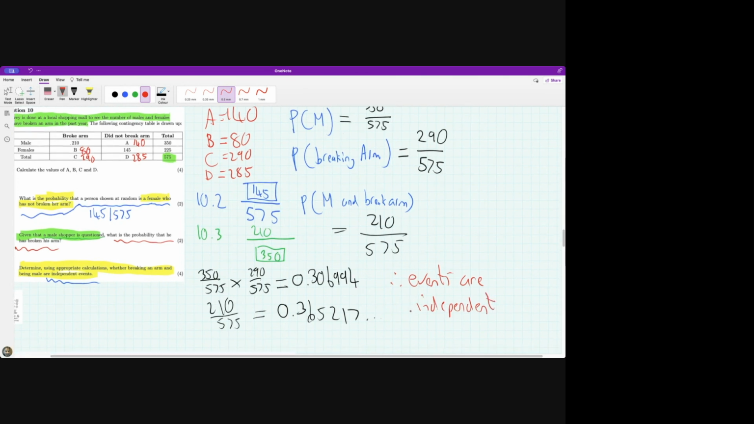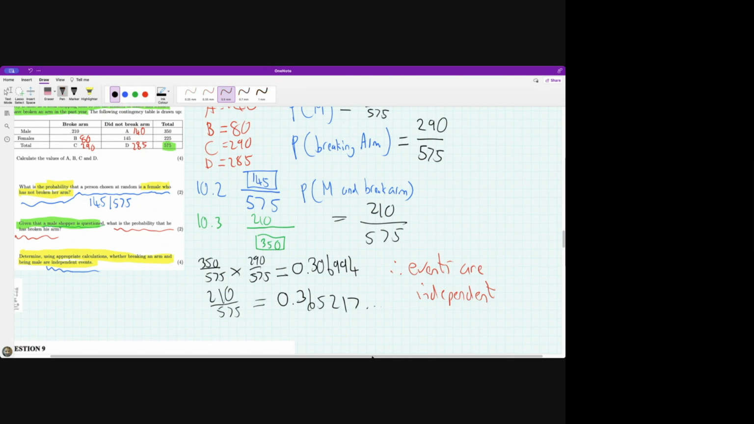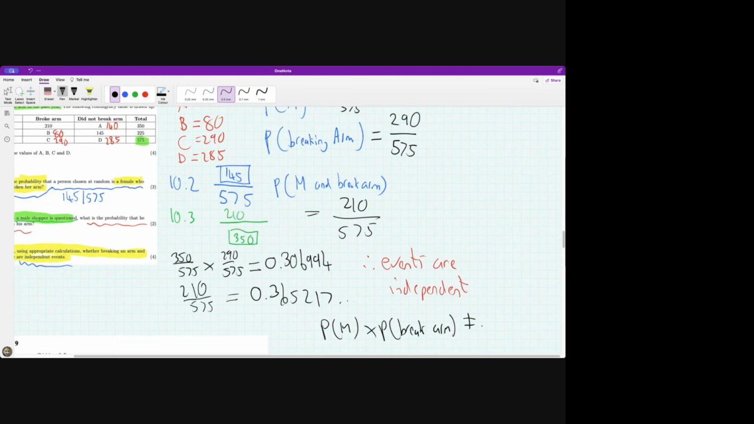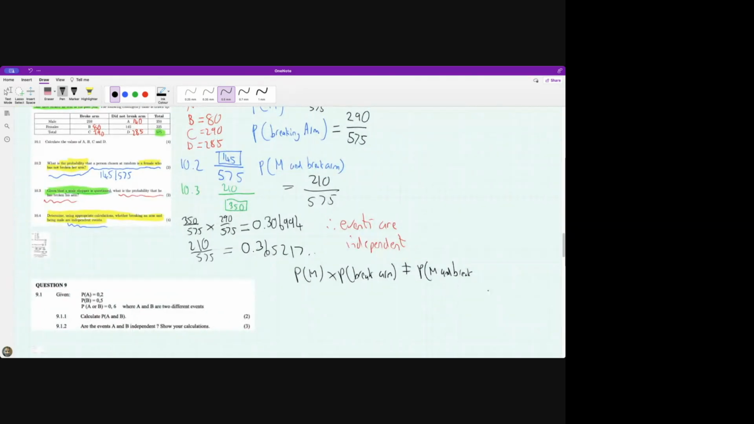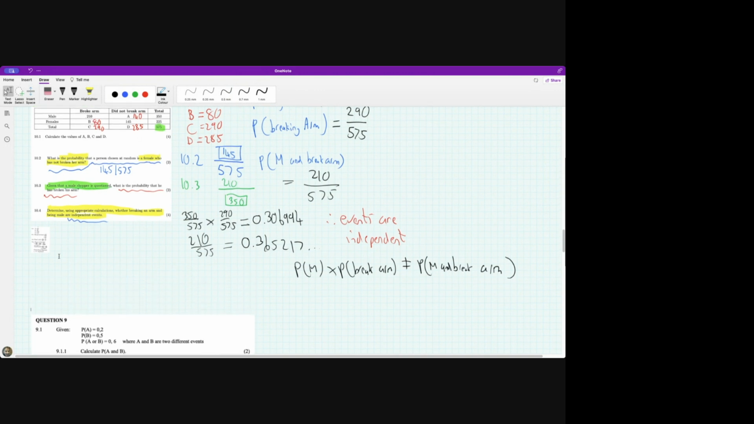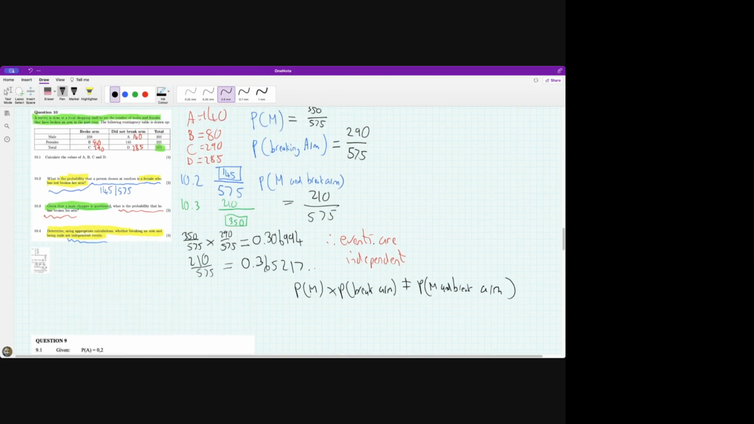And I should actually write a little sentence here. I should say, this is not equal to the probability of male and broken arm. Give me a second. And we're going to do one more question, and then we're going to finish for tonight. But let me just. Sorry, I told a lie, and I know why. Events are not independent.